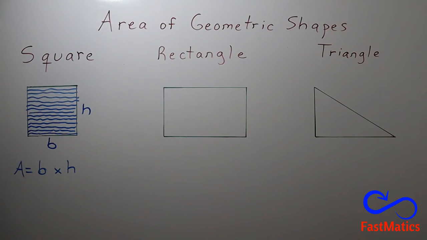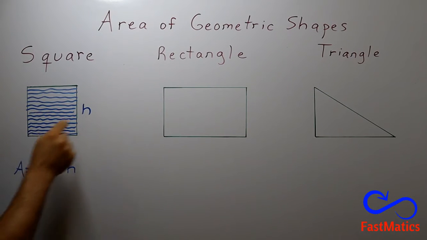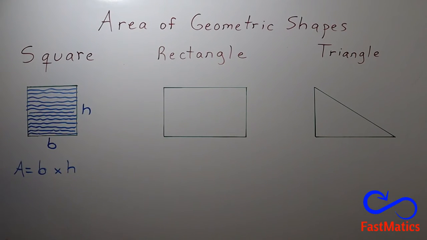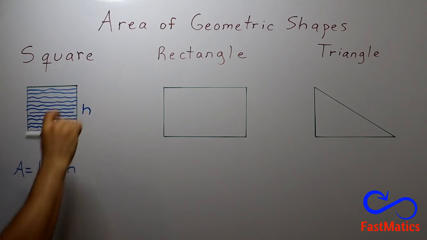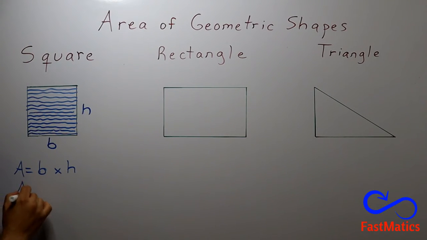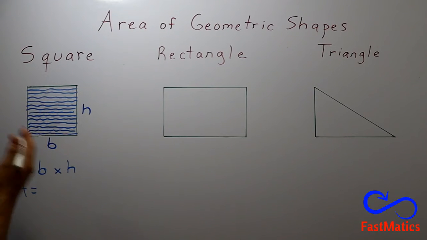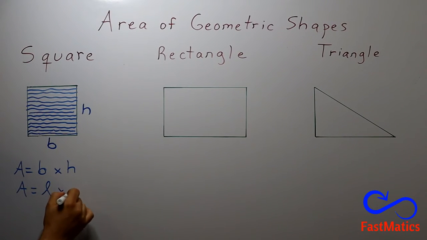But wait, what does area mean? Imagine you are painting a wall. The surface where you put the color is called the area, or the surface of the wall. It is the same for the square, the rectangle, and the triangle. But we could also say that the base is a length, and the height is a length. So we can write that the area of a square is length times length.